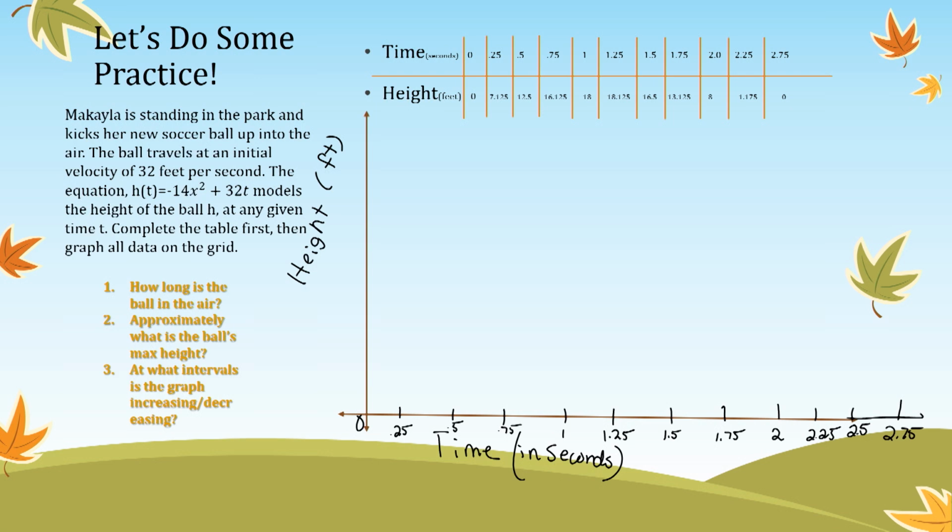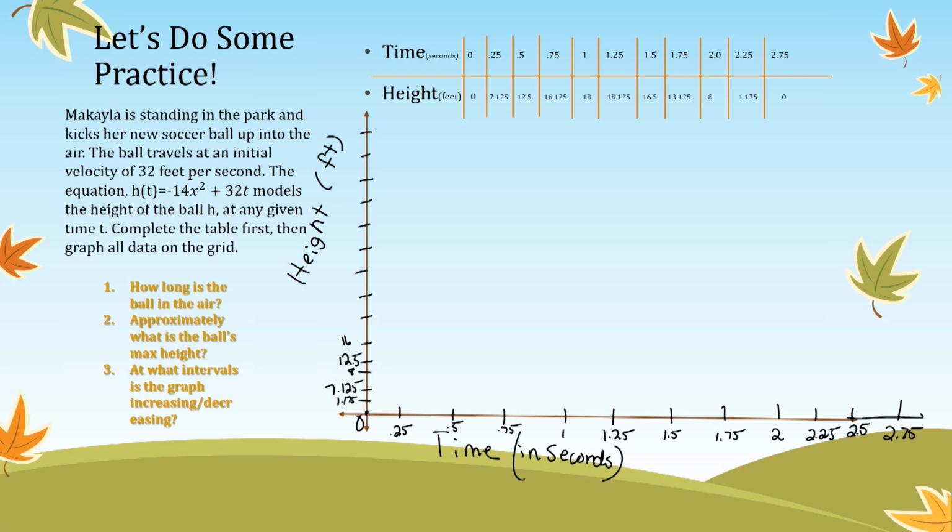Now let's look at the height. At 0, 0, it's right here. Then we go up, and I'm just going to use the points on our table because there's a lot of in-betweens and I don't have that much space. So I'm going to put 7.125. I'm going to put 12.5. Then I have an 8 right here. I'm going to have a 1.175 here. I'm going to have a 16, nope, I got a 13.